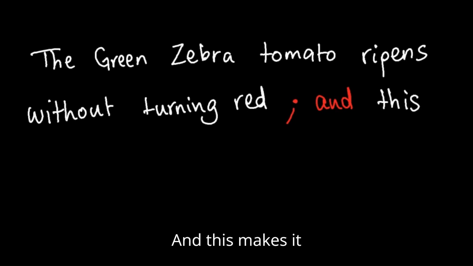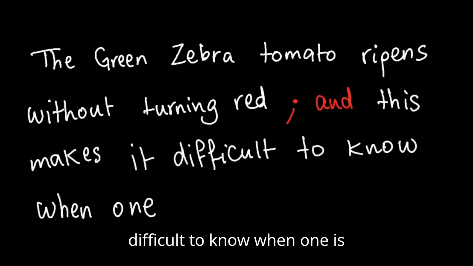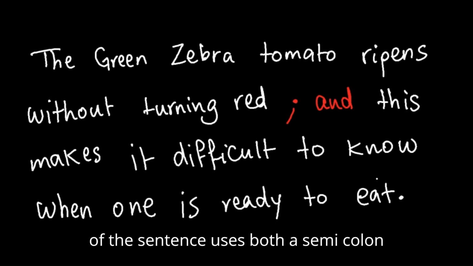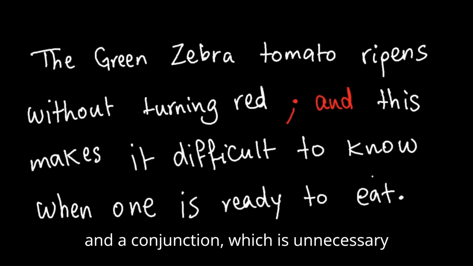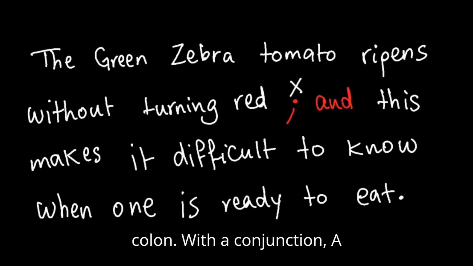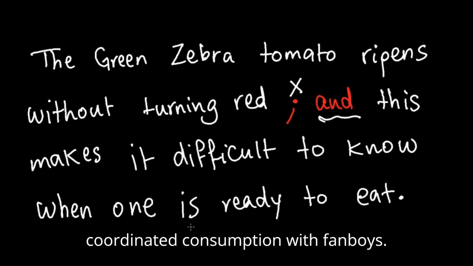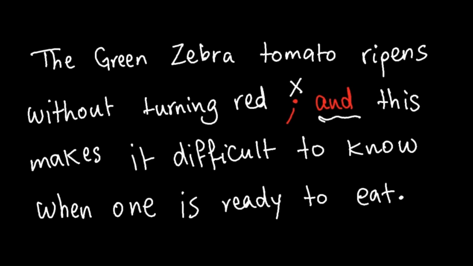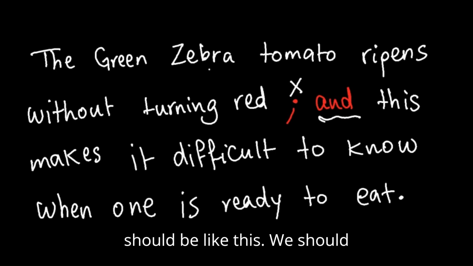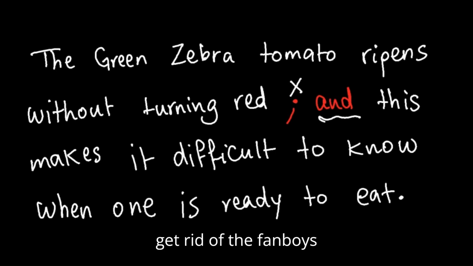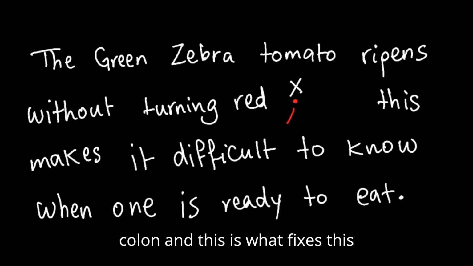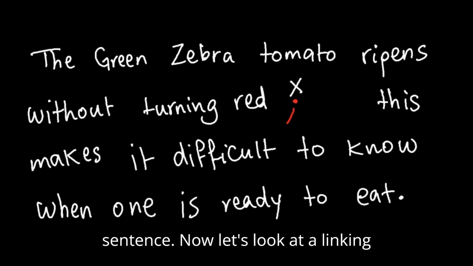And this makes it difficult to know when one is ready to eat. Now, this second version of the sentence uses both a semicolon and a conjunction, which is unnecessary and unconventional. We cannot use a semicolon with a coordinating conjunction, one of the FANBOYS. The correct version of this sentence should be like this. We should get rid of the FANBOYS word and just keep the semicolon, and this is what fixes this sentence.